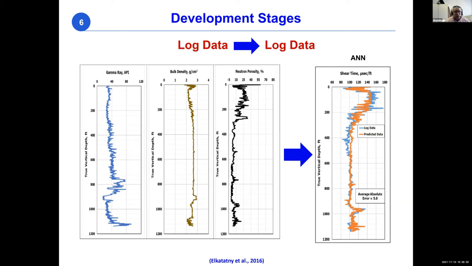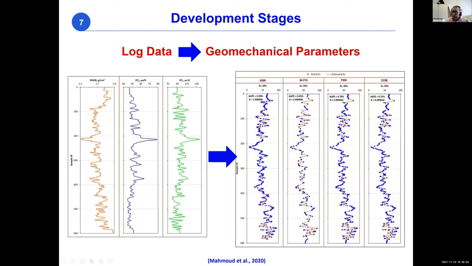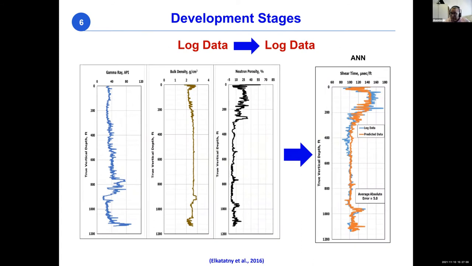So we started thinking about applying artificial intelligence to predict the shear wave based on the available log data, such as gamma ray, bulk density, and neutron porosity. As you can see here, we have very high quality shear data where the error is less than 5% when applying ANN. Then our objective was to predict the geomechanical parameters from the logging data, because we predicted the shear time from here.